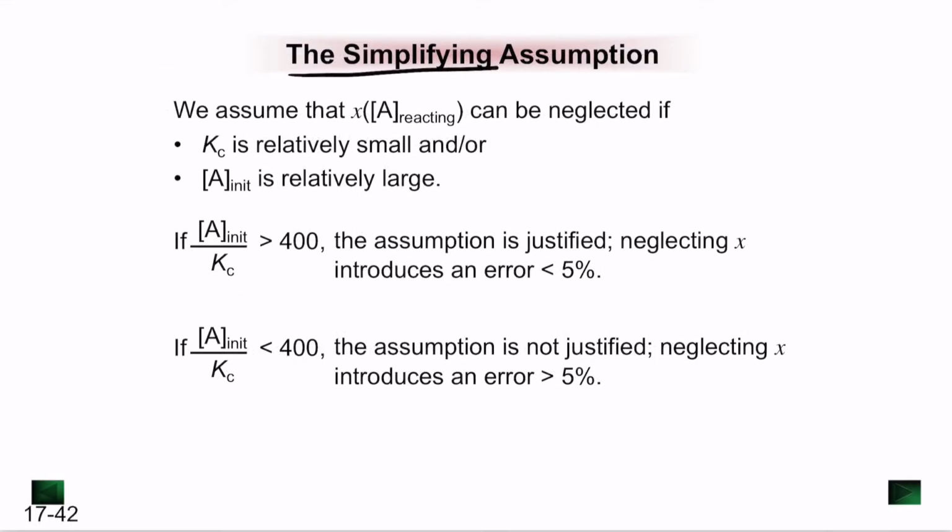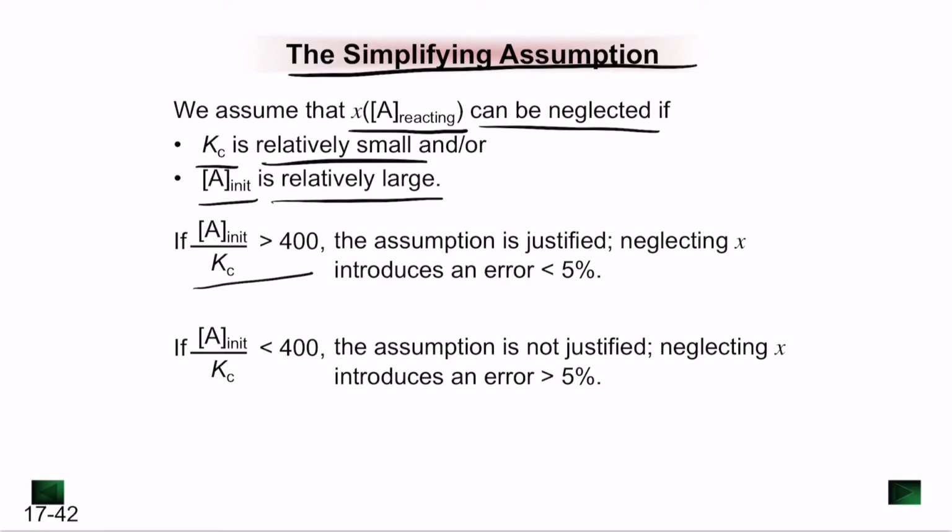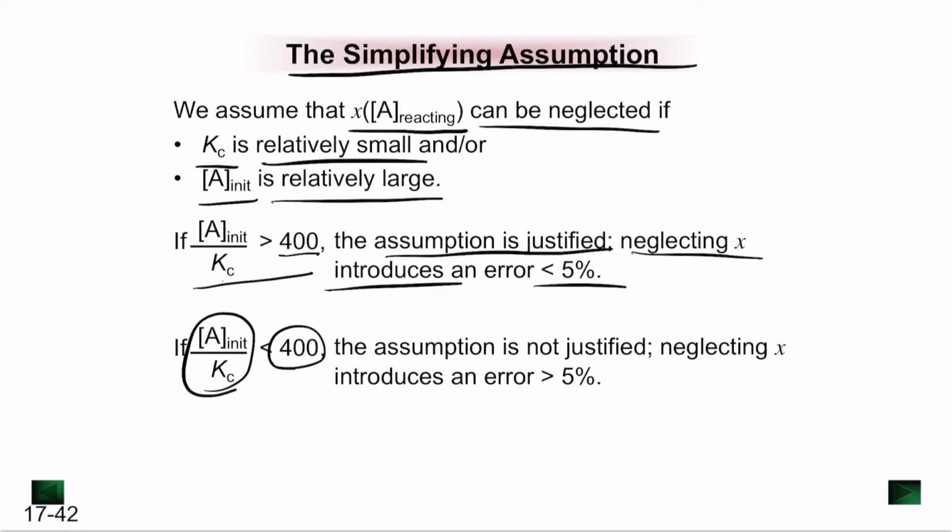Next, let's go to the topic of the simplifying assumption. We generally consider that the term x with the concentration of the reactant can be neglected, provided that Kc is relatively small and the initial concentration is relatively large. So these are the two cases where we consider this. Provided that the ratio of the initial concentration to the Kc is generally greater than 400, then we can assume the assumption is justified, meaning that neglecting x introduces an error of less than 5%. Now, if you have a value of less than 400, the assumption is not justified, and neglecting x introduces an error of more than 5%.